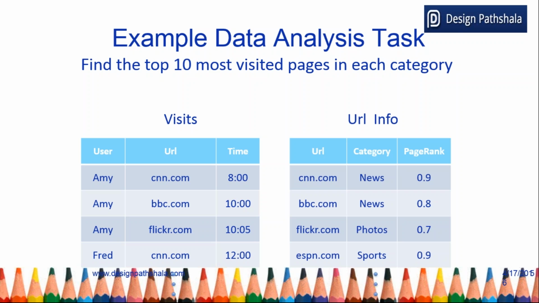And the problem statement was pretty simple. I just wanted to figure out the top 10 most visited pages in each category of the URLs. So I want the top 10 visited pages in news, top 10 visited pages in photos, and so on.